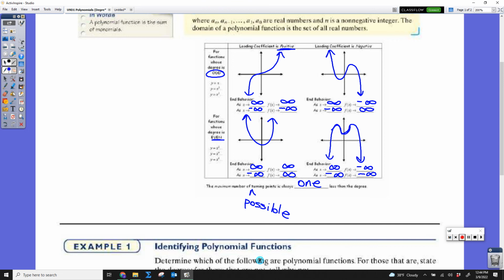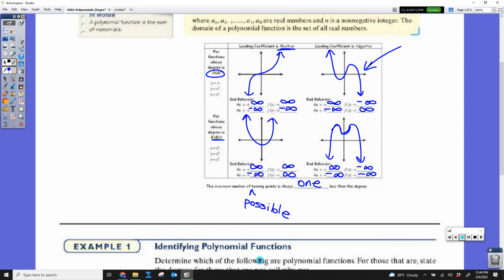What do I mean by turning points? What do you think I'm talking about with that? Like a relative maximum. That's it. So right here, on this top one, this leading coefficient is negative. If we're looking at that one, we can see we had a relative min and a relative max. We had 2 turning points, right? And if this was a cubic, would that be possible? Yeah, because that's 1 less.